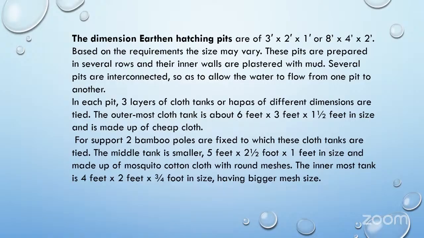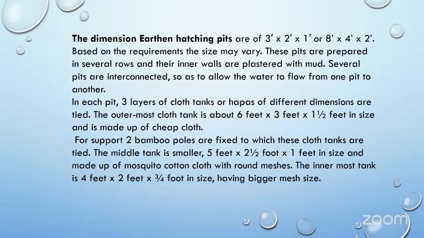Now, what should be the dimensions? The dimension for an earthen hatching pit should be 3 into 2 into 1 inch or 8 into 4 into 2 inches. Based on the requirements, the size may vary. These pits are prepared in several rows and their inner walls are plastered with mud. Several pits are interconnected so as to allow the water to flow from one pit to another.